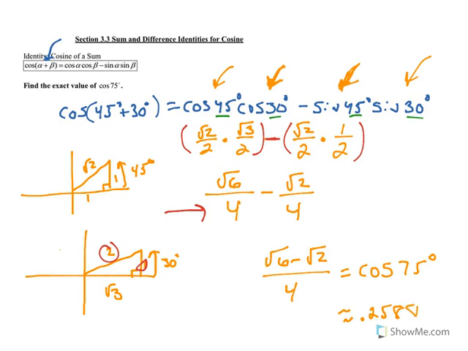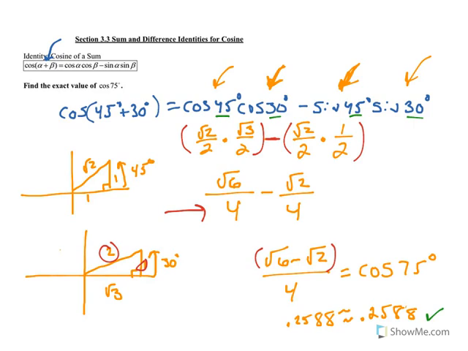So if you evaluated this on a calculator, you should get 0.2588. And if you evaluated the left side, the square root of 6 minus square root of 2, just make sure you have that either in parentheses or you do it in multiple steps. But square root of 6 minus square root of 2, and then whatever you get there, divide it by 4, you should get the same thing. You should get 0.2588. So that would be a way to kind of check your work.